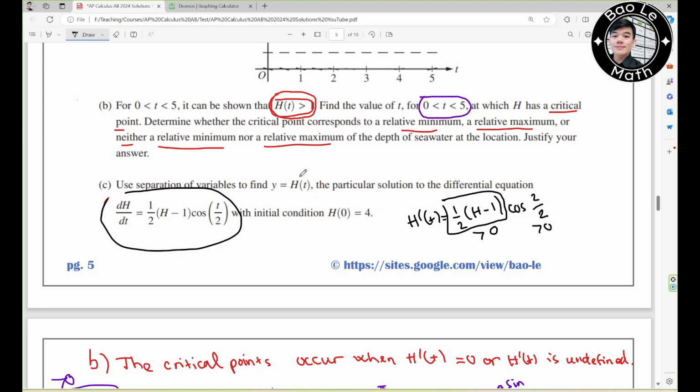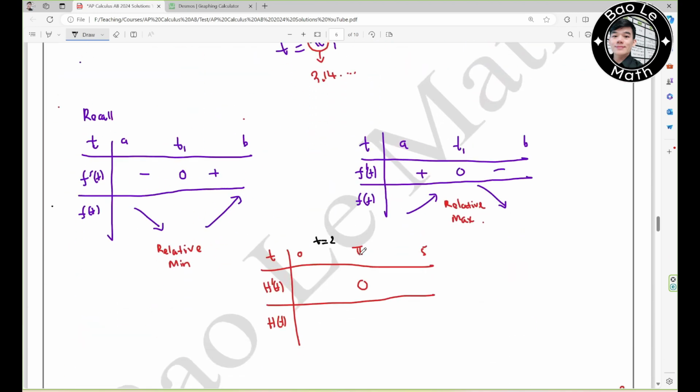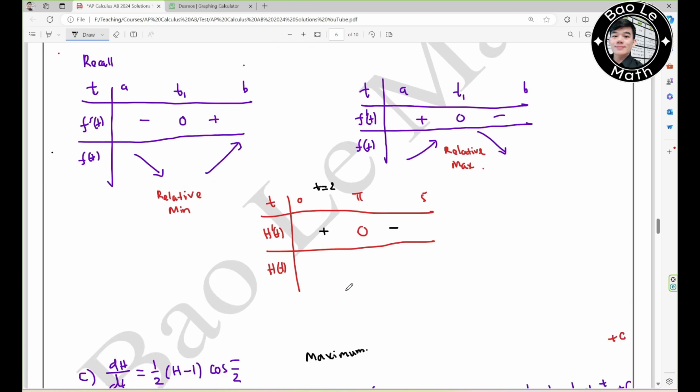Because h is always greater than 1, this guy is always positive. So cosine 2 over 2, it could be cosine 1, is greater than 0. So h prime of t is always greater than 0 on the interval 0 to pi. So this guy should be positive. This guy should be negative. So this guy's going up. This guy's going down. And this is a relative maximum.